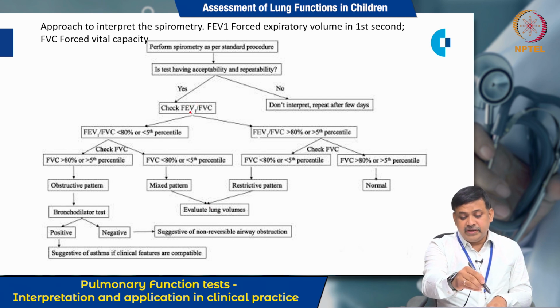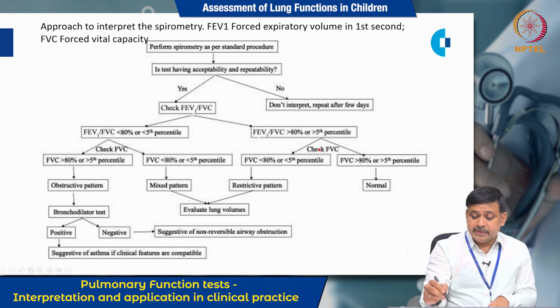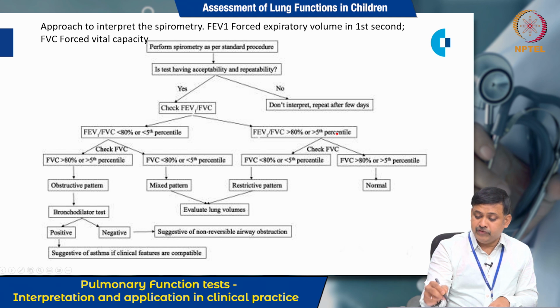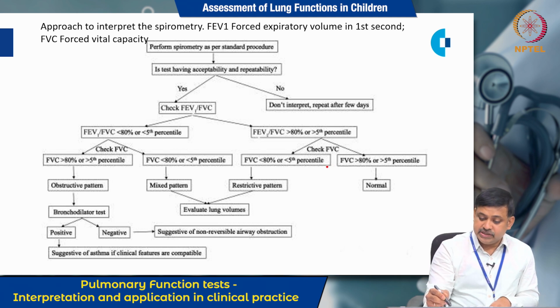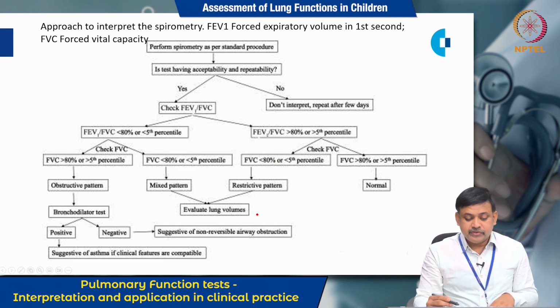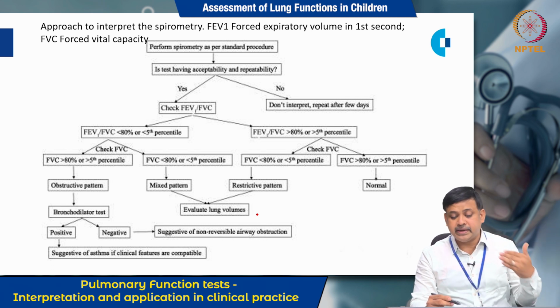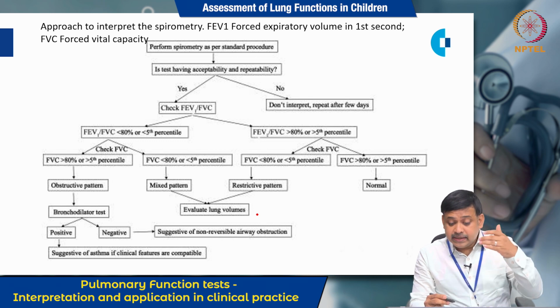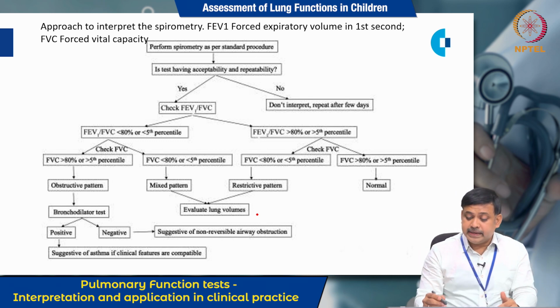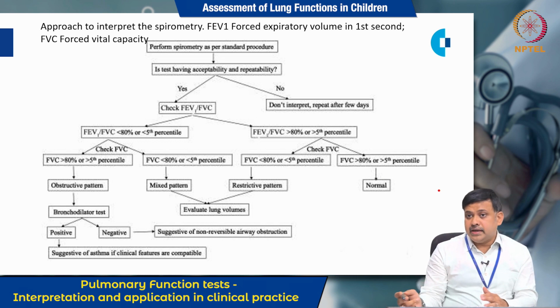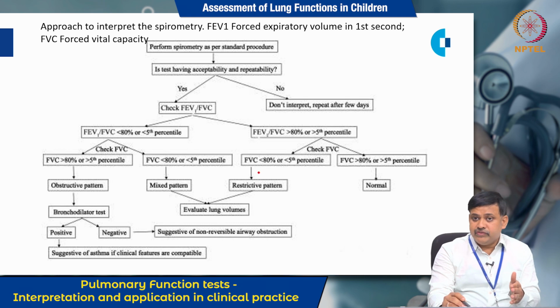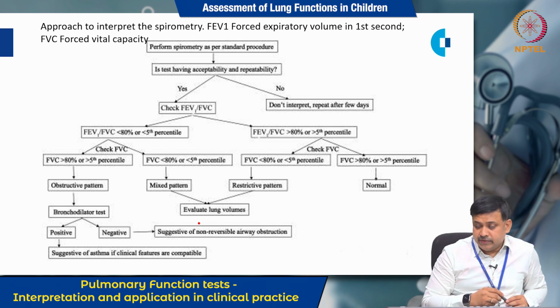Whereas if the ratio of FEV1 to FVC is more than 80% or above the 5th percentile, now you look at the FVC value. If the FVC value is less than 80%, it is a restrictive pattern. If the FVC is more than 80% when the ratio is low, this is an obstructive pattern. When FVC is less than 80%, it is a restrictive pattern. When all values are on the higher side, it is normal. If only the FVC is lower, it is a restrictive pattern, and then you have to evaluate the lung volume.